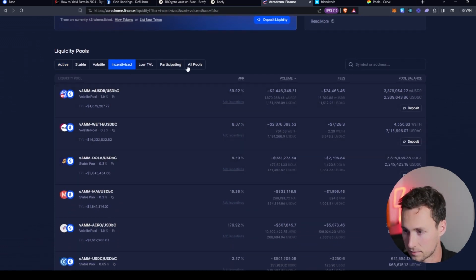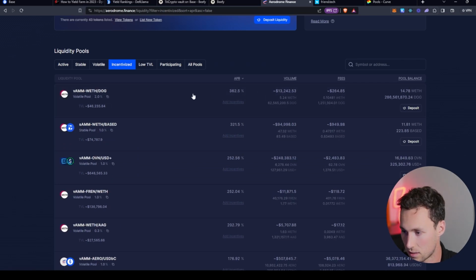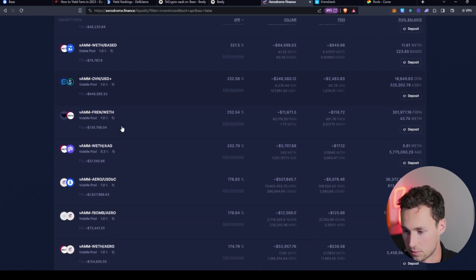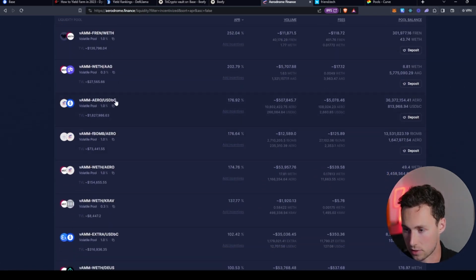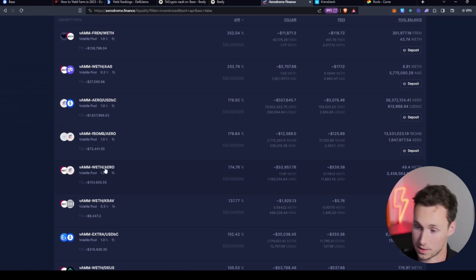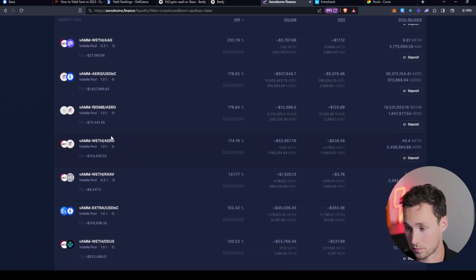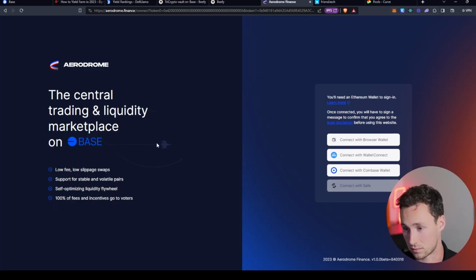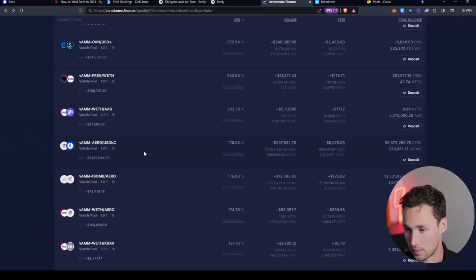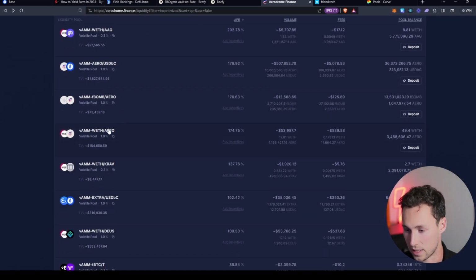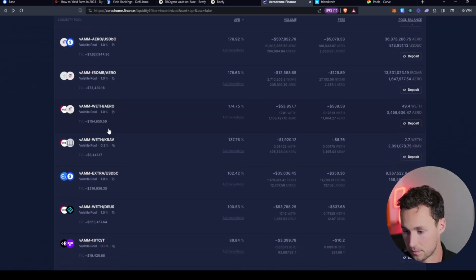Nothing there. Incentivized. Okay, so now we've got the incentivized pool. And some of these might be more interesting. So this one here, we've got Arrow, and we've got ETH Arrow. Okay, so this is very interesting because Arrow is going to be the token for Aerodrome. Wrapped ETH with Arrow is 175%, more or less. But wrapped ETH Arrow, I'm going to say, okay, that's looking pretty good.